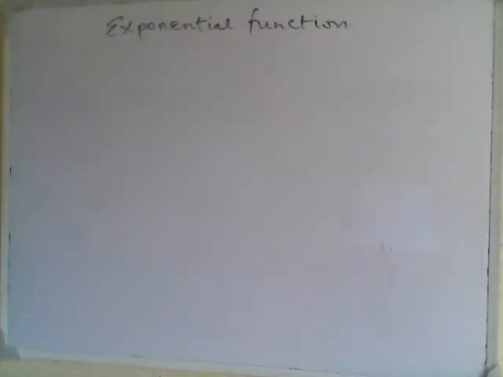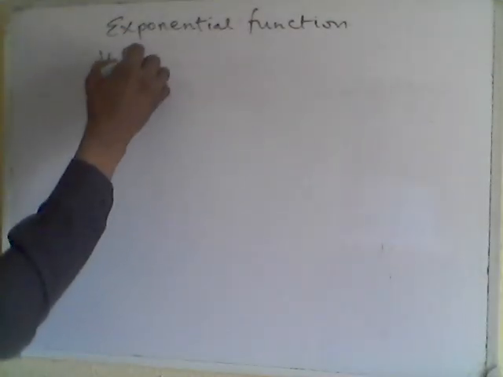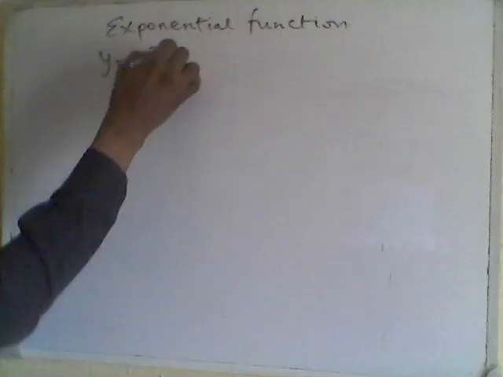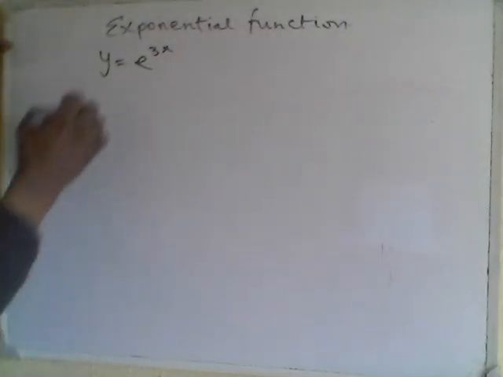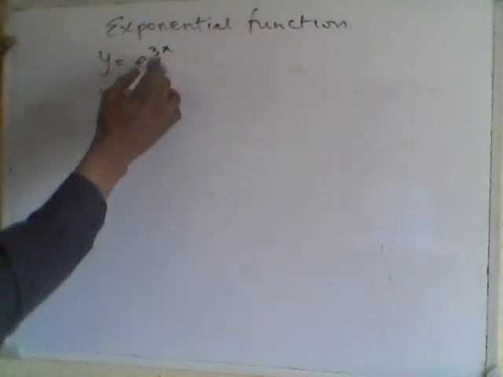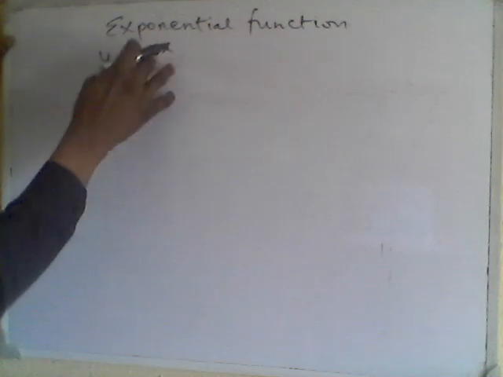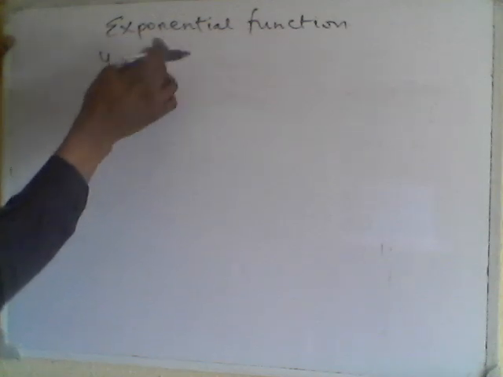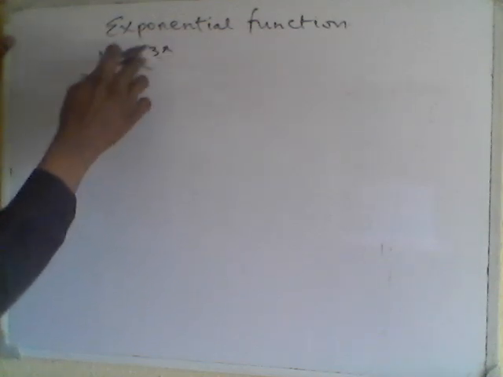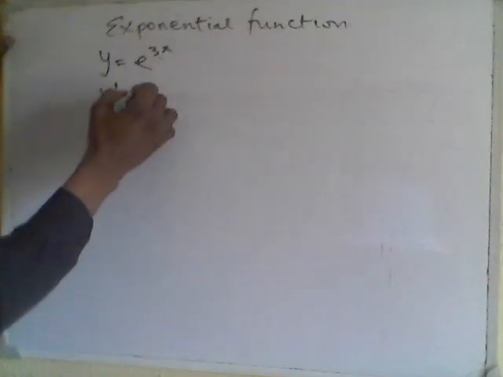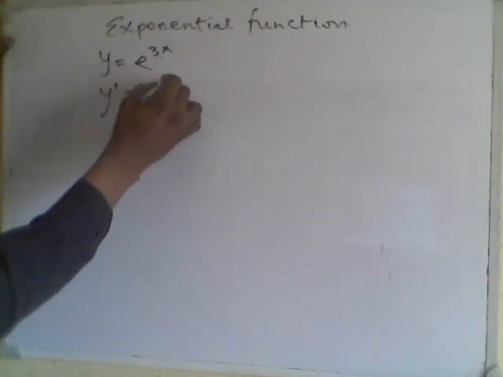So let's go into an exponential function. If I have y equals e to the 3x, the first derivative, y prime, is 3, the coefficient of x here, times 1, which is 3e to the 3x.